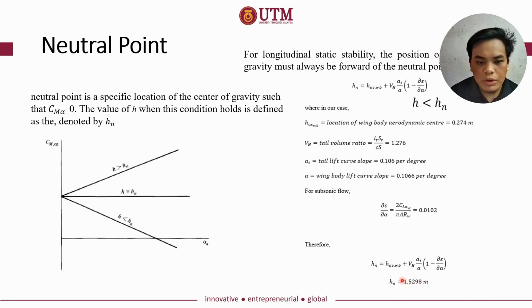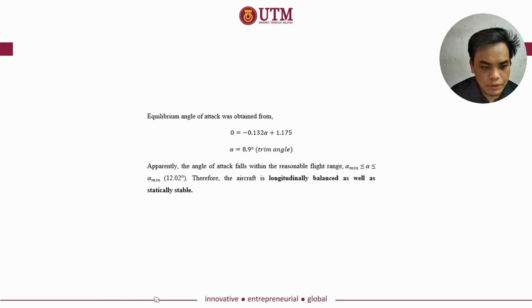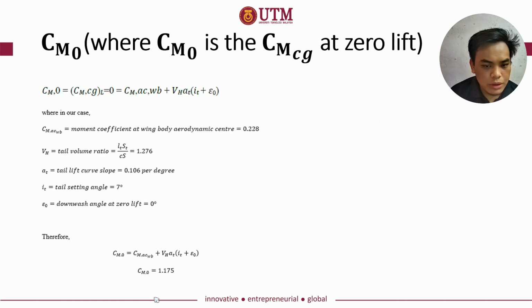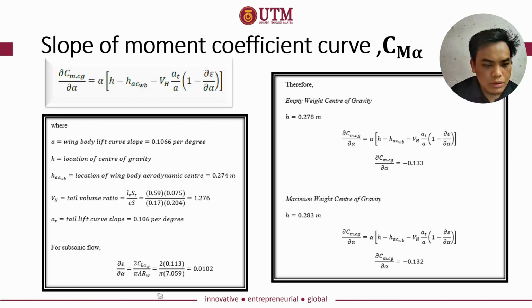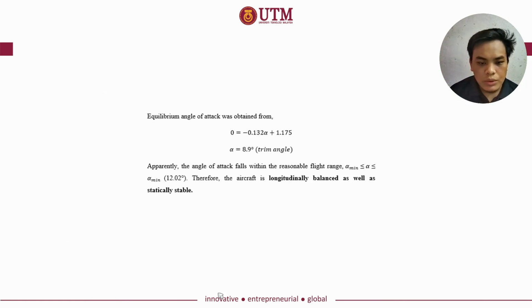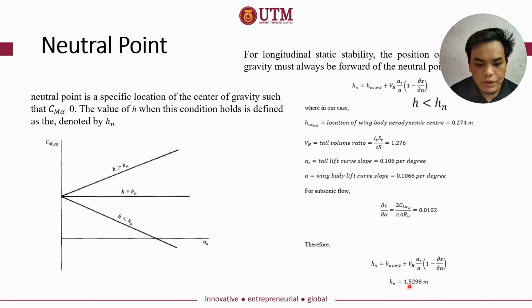By comparing H, the location of the CG that we got earlier, it is obvious that H is less than Hn. For reference, the H values that we obtained earlier are 0.278 and 0.283, which are less than 1.5298.